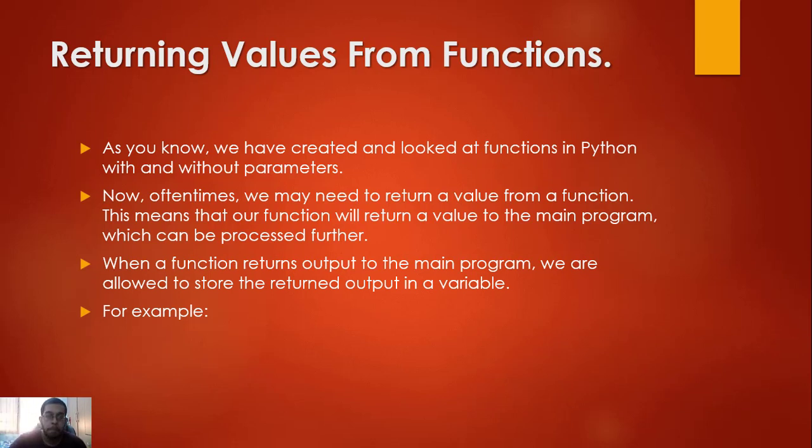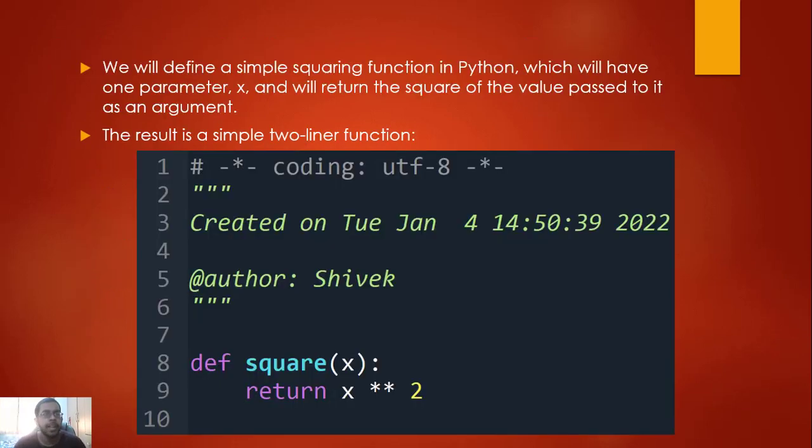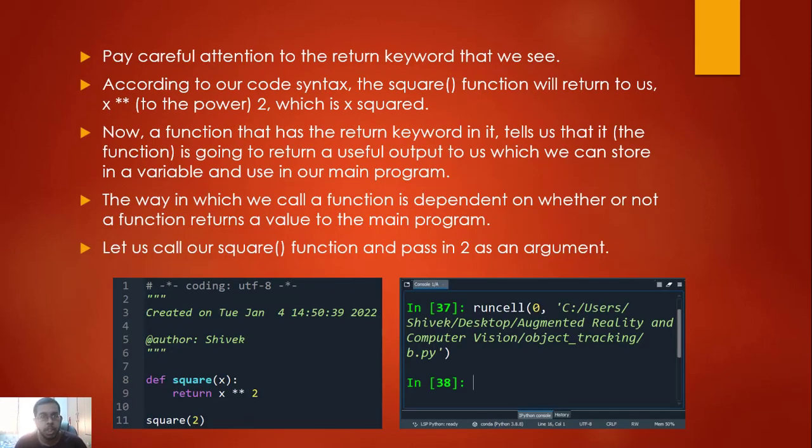For example, we will define a simple squaring function in Python which will have one parameter x and will return the square of the value passed to it as an argument. The result is a simple two-liner function. Define square, parameter x, return x to the power 2. Pay careful attention to the return keyword that we see.